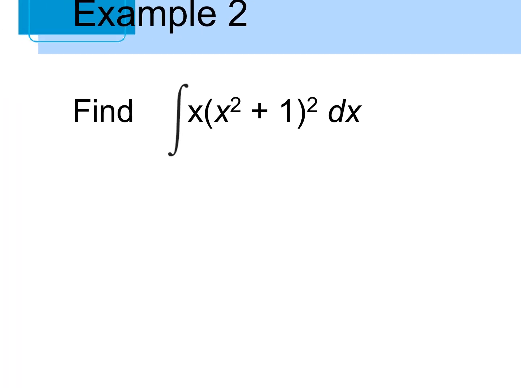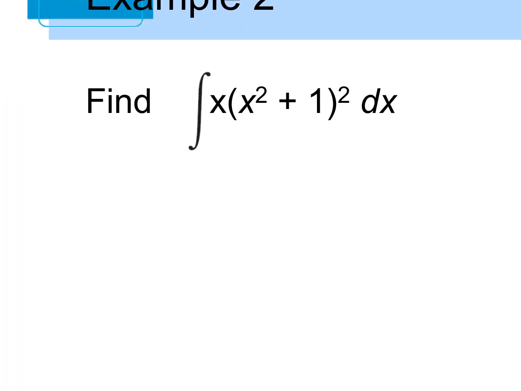So let's look at example 2. I'm going to say, let u equal the inside. So u is going to be x squared plus 1. What's the derivative of u, or the derivative of x squared plus 1? 2x, awesome. dx, don't forget the dx.